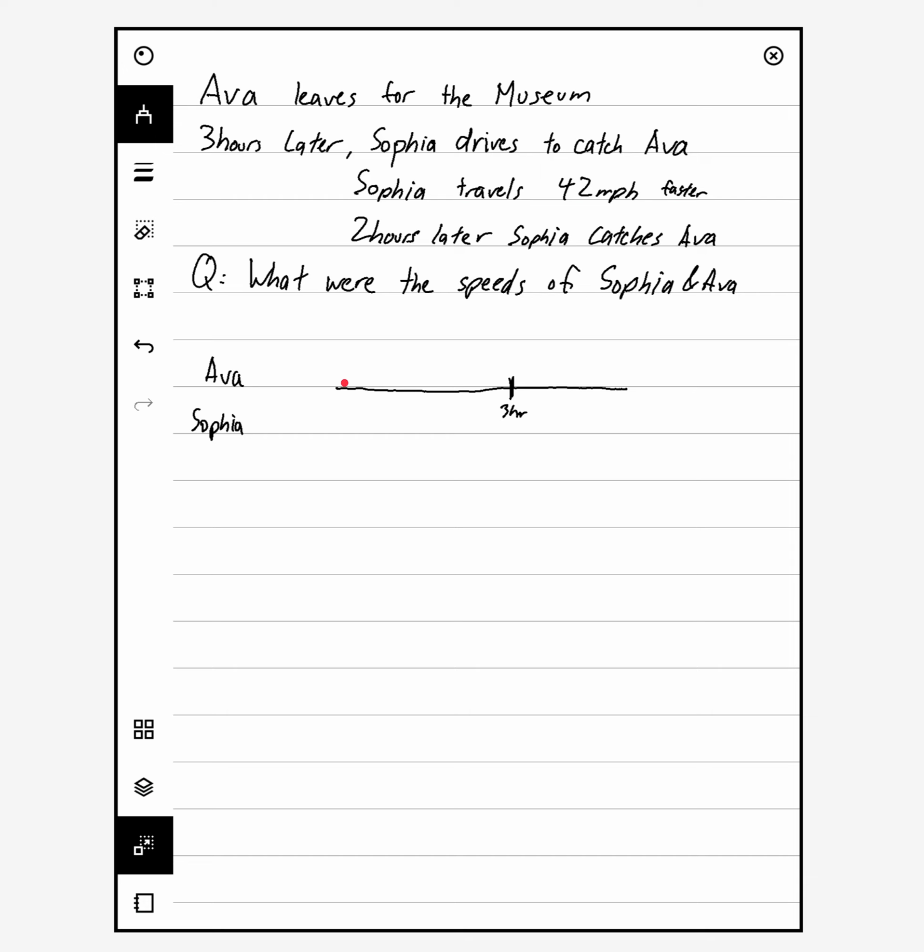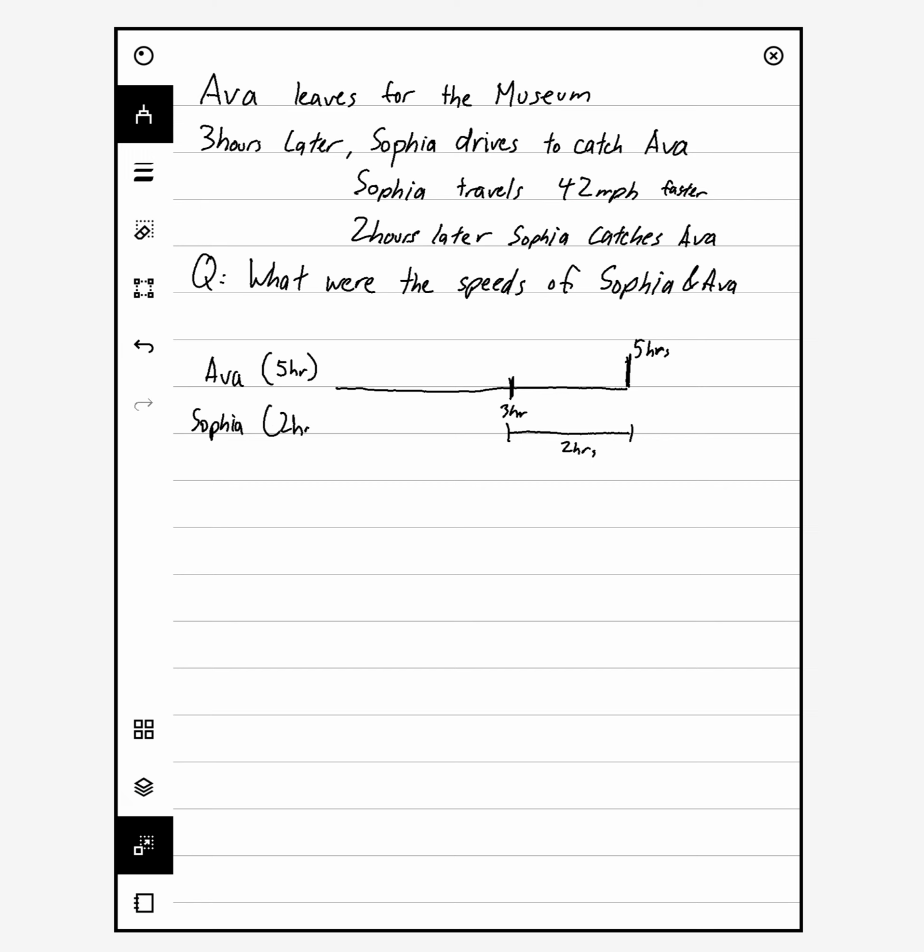So Ava is leaving. 3 hours later, Sophia starts driving to catch up to Ava. Let's say that this is the time that Sophia is driving. And it says that 2 hours later, Sophia catches Ava. So that means that this is 2 hours. So that's 2 hours extra to the 3 hours, because Sophia didn't leave until 3 hours after Ava left. And then 2 hours later, she catches Ava. That means that Ava was traveling for 5 hours. Okay, so I'm going to say Ava is at 5 hours.